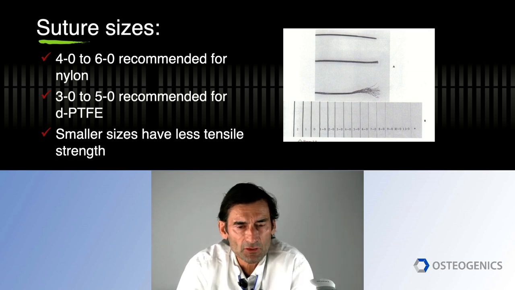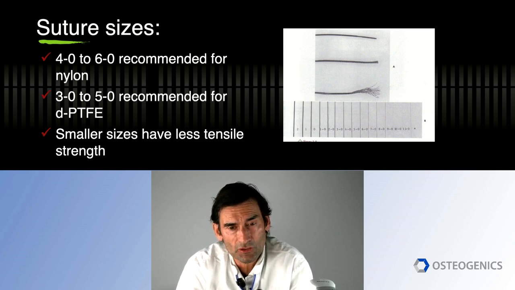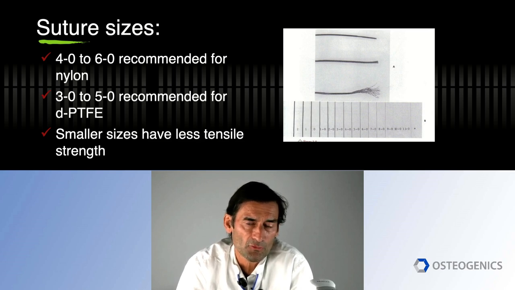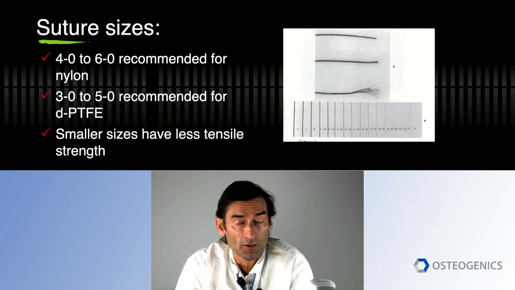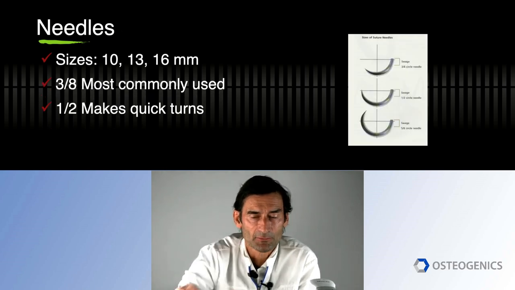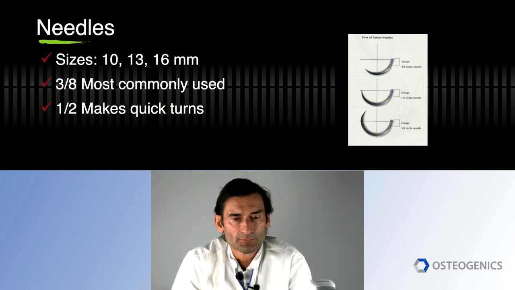Now, here's a little bit on suture sizes. Look at what we're recommending. Usually for nylon, I would recommend a 4.0, 5.0, 6.0, so probably more toward the smaller sizes, even a 7.0. For the PTFE, I would go more to a 3.0, 4.0, maximum 5.0, although you can go smaller. But I like this differentiation. So just remember, the smaller you go, so 5.0, 6.0, 7.0, the weaker the tensile strength is going to be. So you have more potential when you're tying the knot or pulling on it that it will fracture.